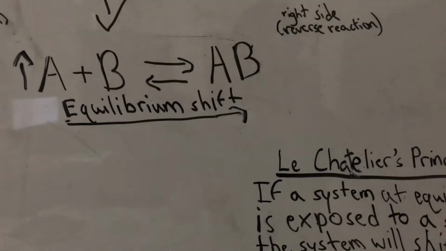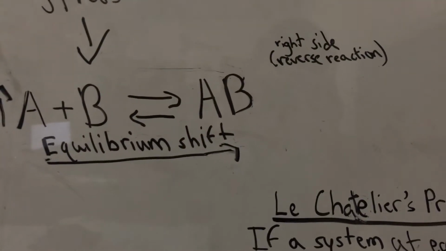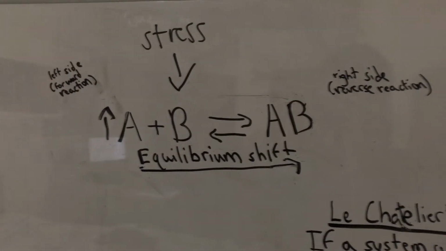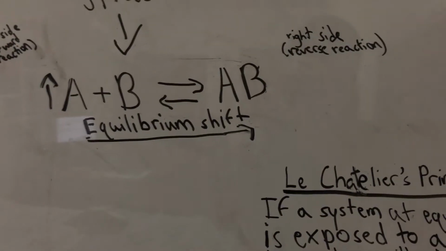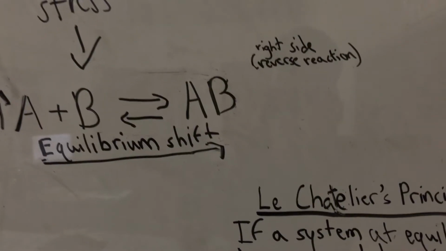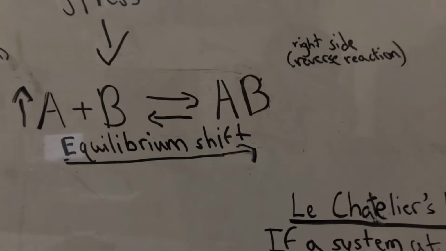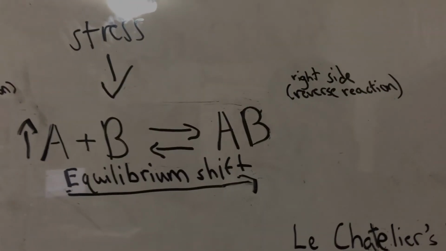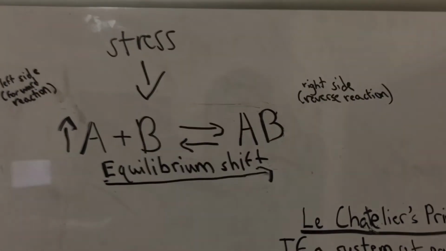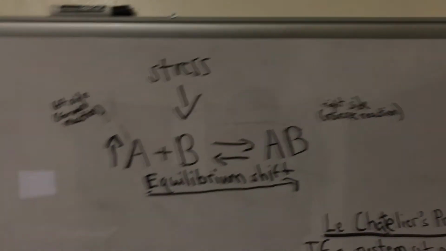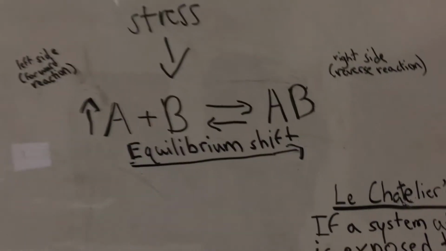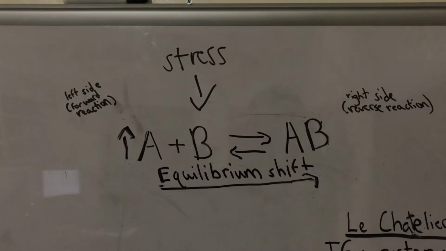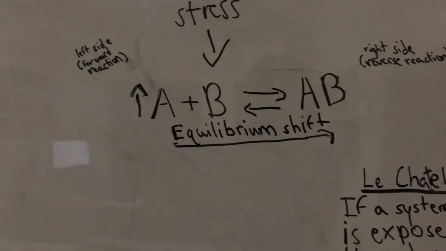Now what this means is that the rate of the right side of the equation is less than the rate of the left side of the equation. So the equilibrium shifts to the right to increase the rate of the right side of the equation to equal that of the rate of the left side of the equation. What this does is relieve the stress of the system or reaction and return this reaction back to equilibrium.